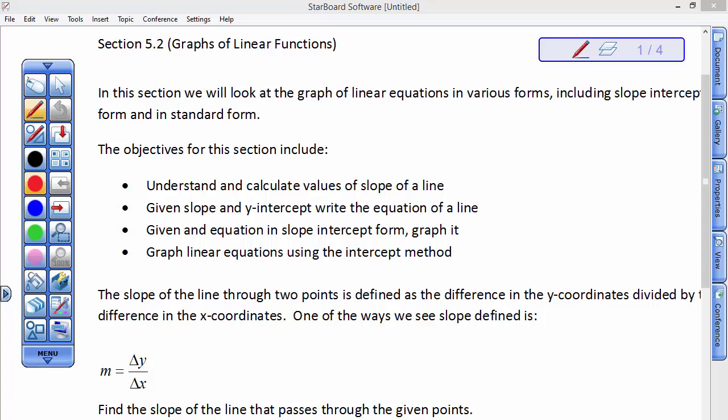Before we fully jump into our study of a system of equations, I'd like to talk about graphs of a linear function. We've done this before, but we're going to do this now in various forms, especially slope-intercept form. And we're going to talk about standard form of a linear equation.